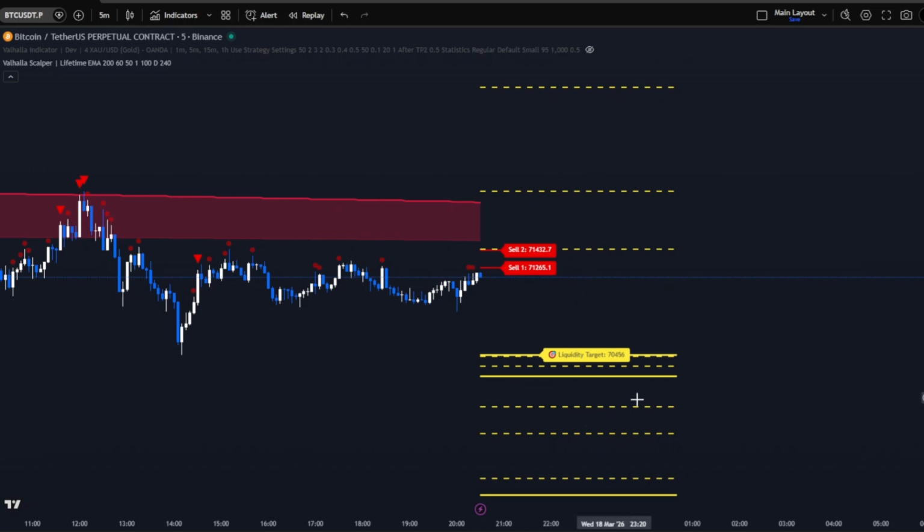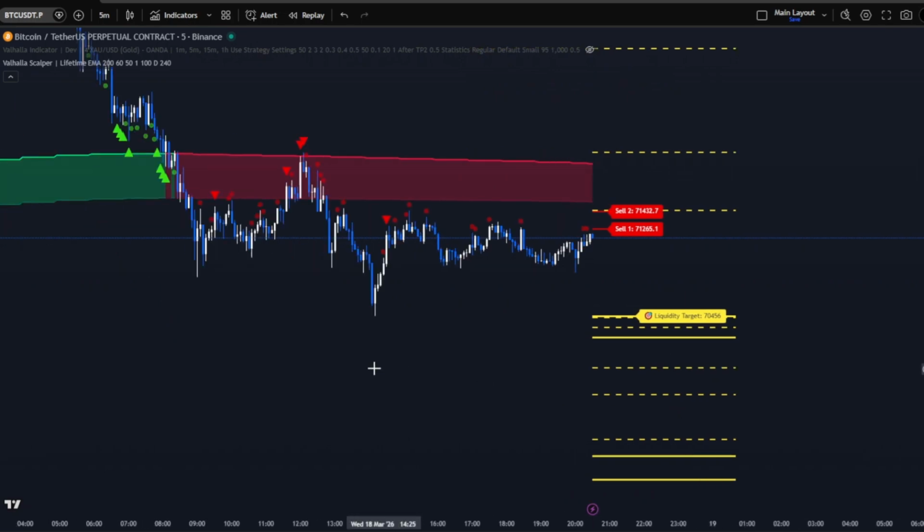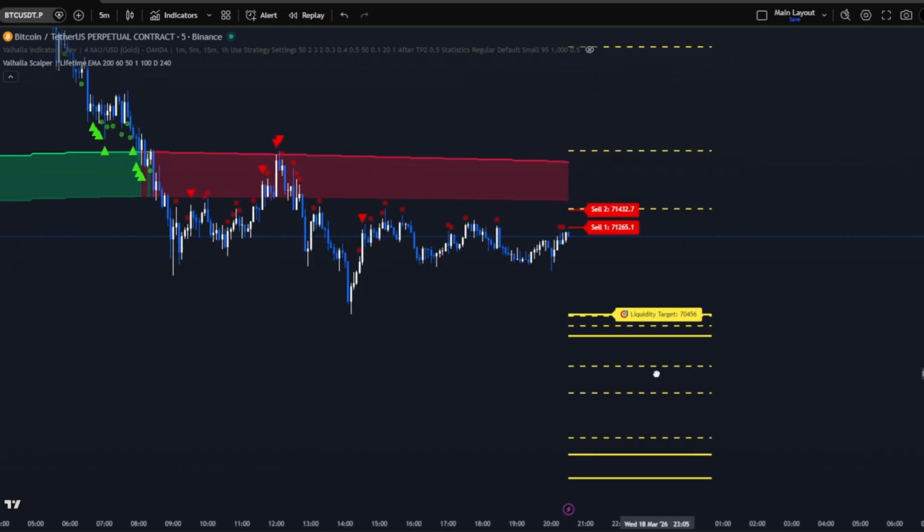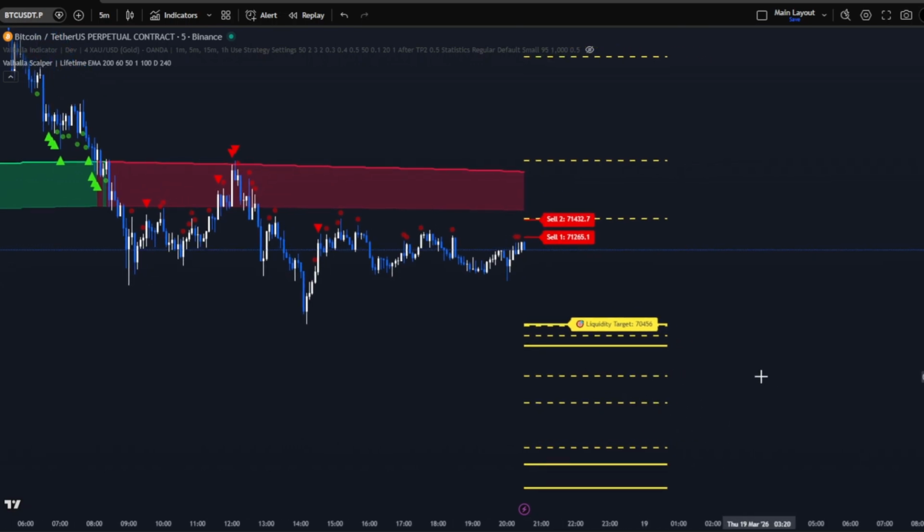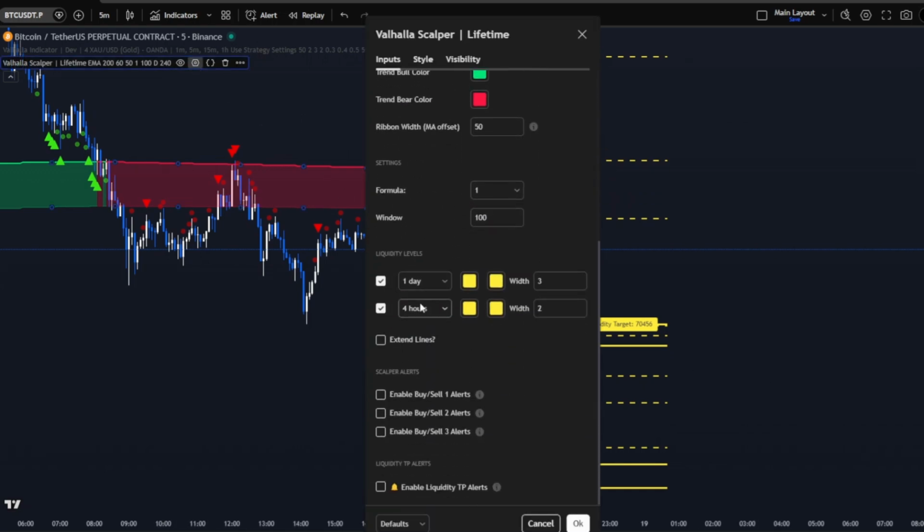They represent the previous highs and lows from higher time frame candles, zones where a lot of orders are sitting. Price naturally gravitates toward these levels because that's where market makers and algorithms are hunting liquidity. By default, you have 2 sets enabled, daily and 4-hour. The daily levels are the solid lines and the 4-hour levels are the dashed ones. You can tell them apart by their thickness and style.